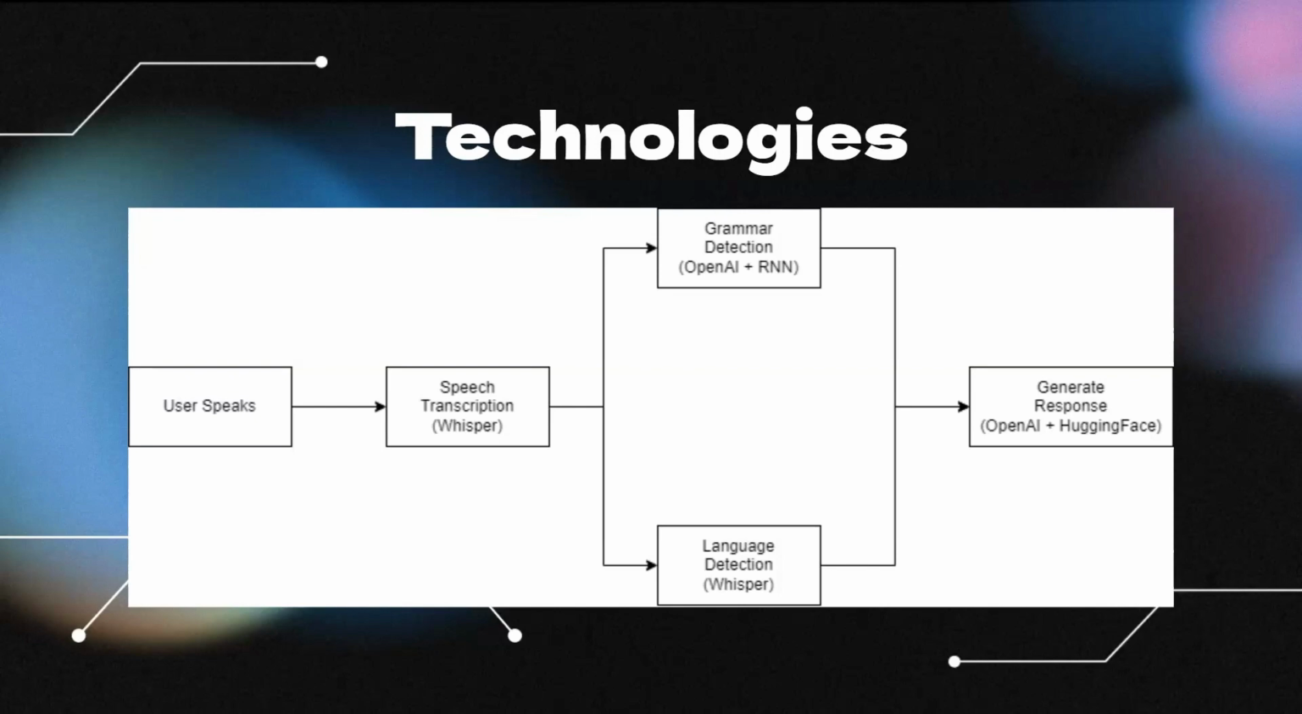And then we take that transcribed text and we pass it over to our grammar detection and language detection. The grammar detection is powered by OpenAI and our RNN model, and the language detection is powered by Whisper. And once those processes are done, we then use OpenAI and Hugging Face to generate a response and return to the front end using a RESTful API.